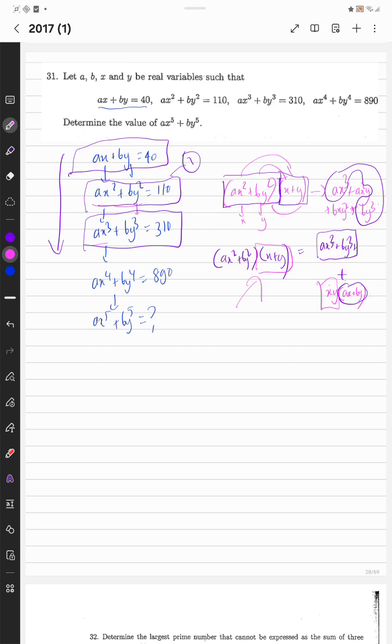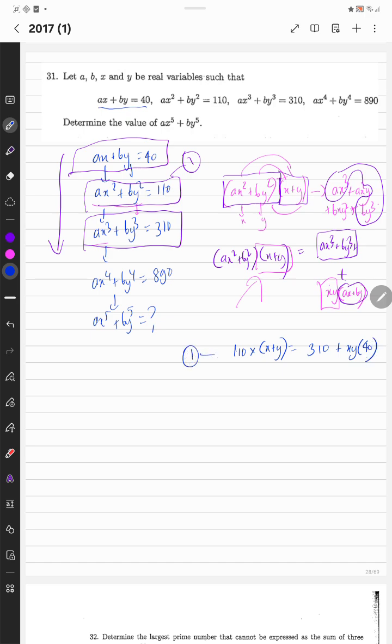Since that's what is going on here, we can use the data that's here to make it clear as well. So we can put 110 times (x + y), which we don't know, is equal to 310 plus xy, which we don't know, times 40. We can create this relationship from here.